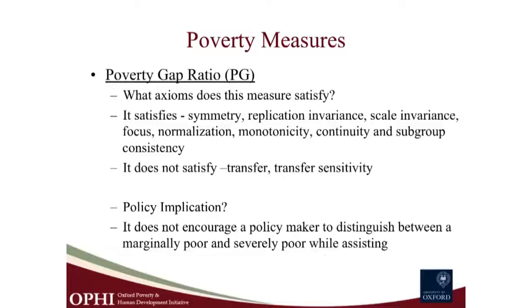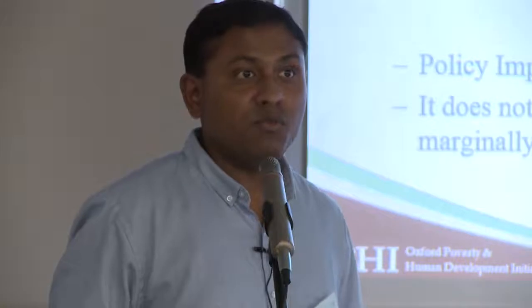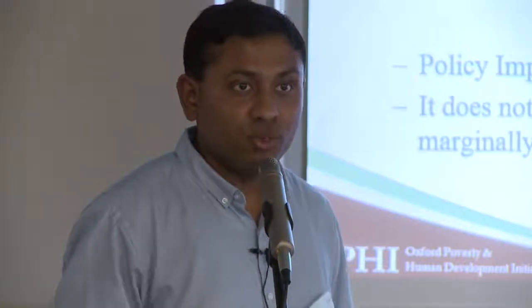This particular method, the poverty gap ratio, satisfies many desirable properties, but it doesn't satisfy transfer. That means it's not sensitive to inequality in the distribution among the poor. If you look at the policy implications, it does not encourage a policymaker to distinguish between the marginally poor and the severely poor while assisting. So definitely it will not encourage the policymaker to deliberately ignore the poorest of the poor, but at the same time it also does not provide additional incentive to help the poorest.